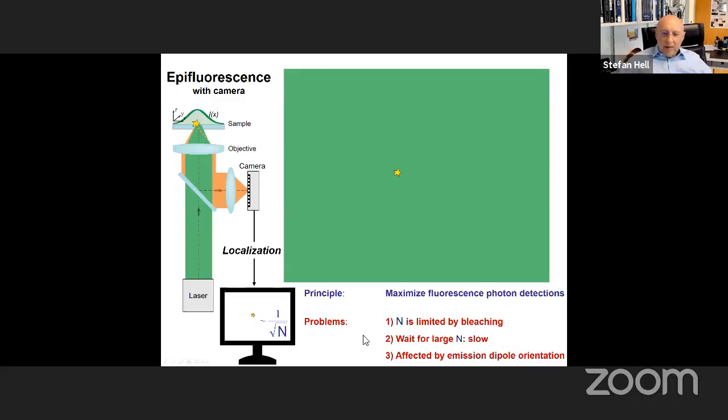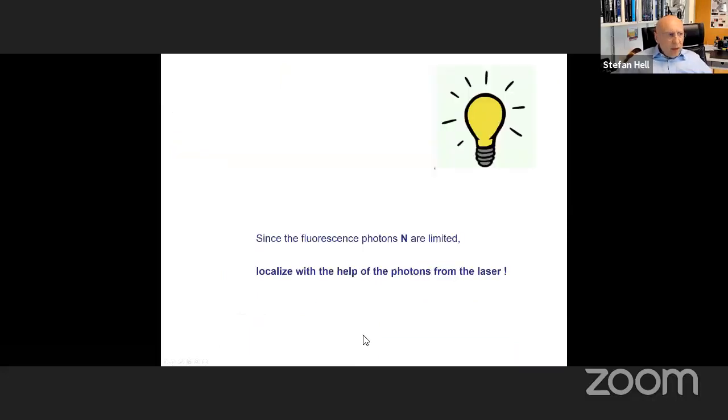Now, with these problems in mind, of course, we have looked into a solution. A fundamental idea that I actually got after a visit to Stockholm many, many years back, sitting on a plane back from Stockholm to Frankfurt. Well, if this is the problem, that you rely heavily on the fluorescent photons and those photons are limited, why not localize with the help of the photons from the laser?